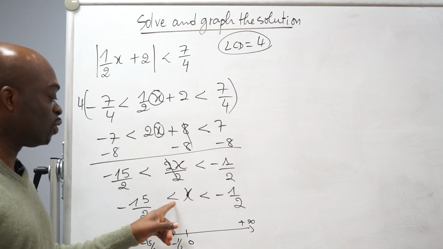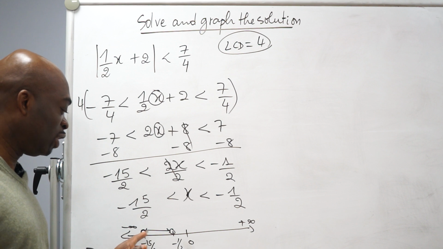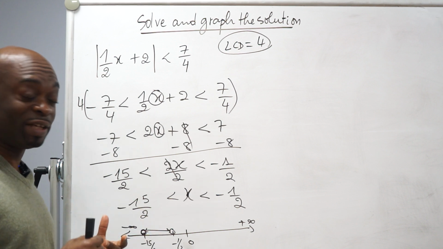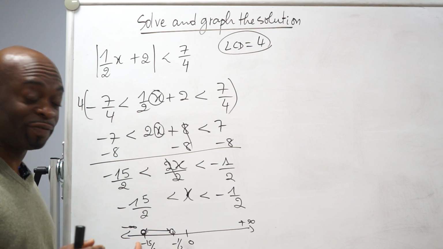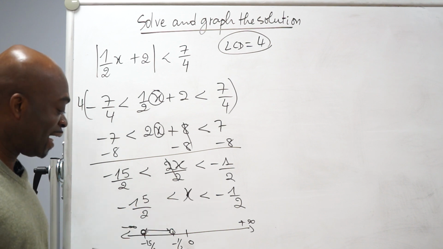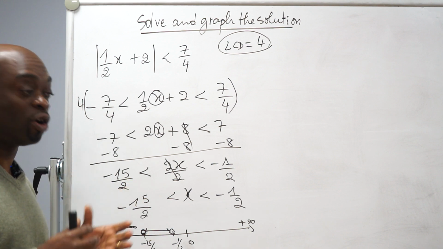And again, when it comes to less than with no equal sign, you leave the circle empty. But if you have the equal sign, you have to shade it in to signify that those two numbers are inclusive. If you leave it empty, that means these two numbers, negative 15 over 2 and negative 1/2, are not inclusive in your interval, or your range.